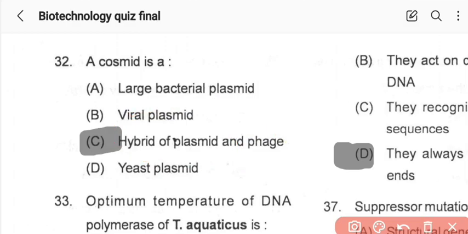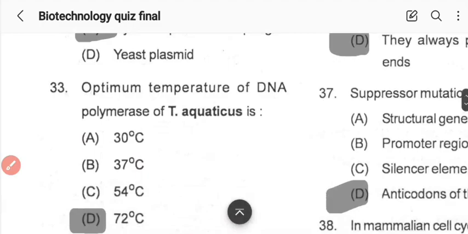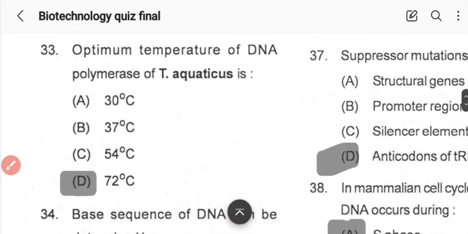DNA transfer, or in genetic transformation, or in DNA genetic engineering, we use this cosmid, okay, to create what? Transformants. Then 33. The optimum temperature of DNA polymerase from T. aquaticus is what?